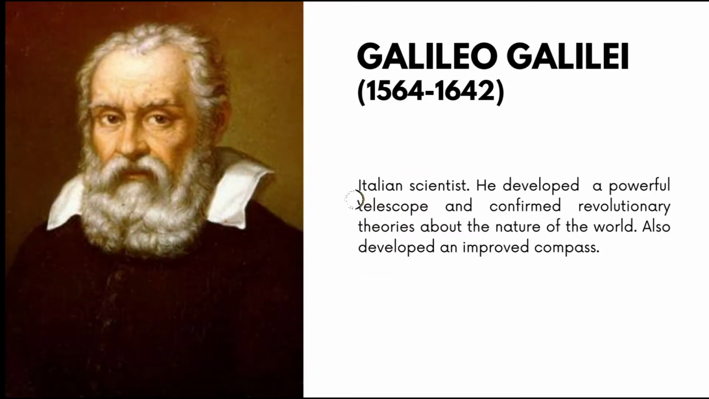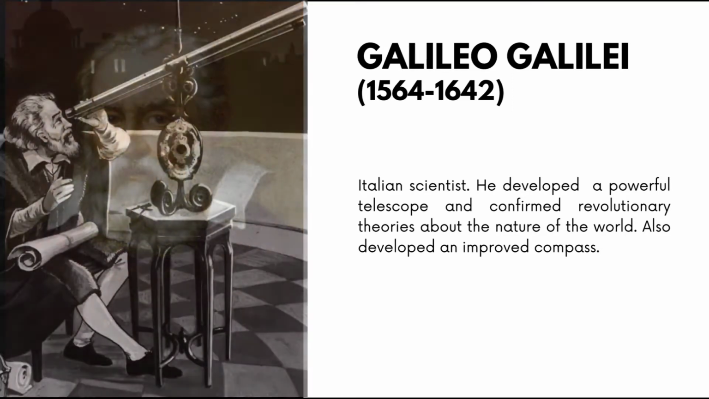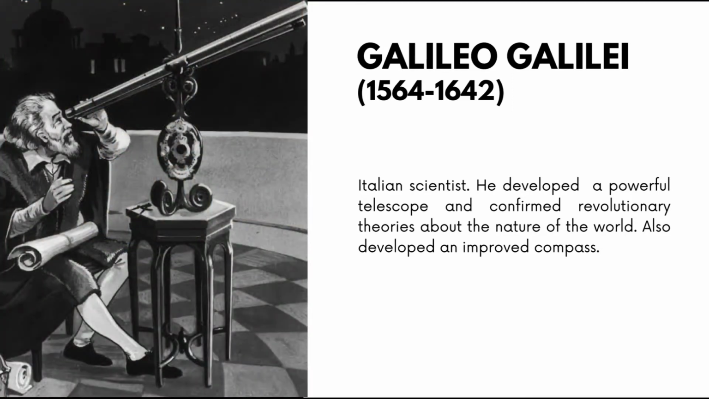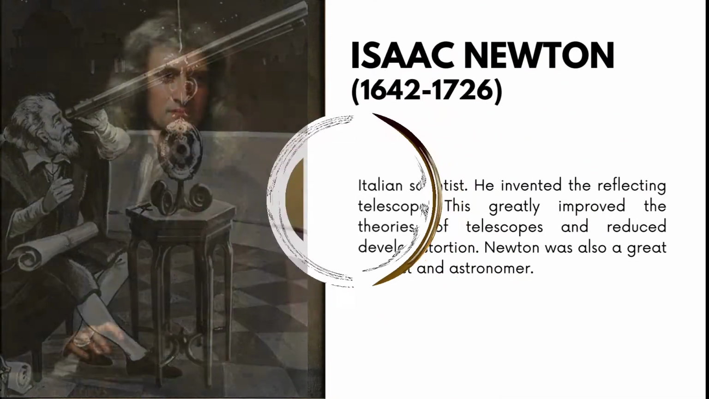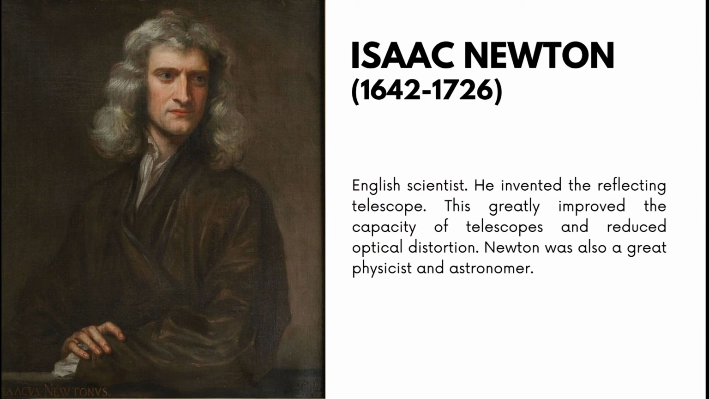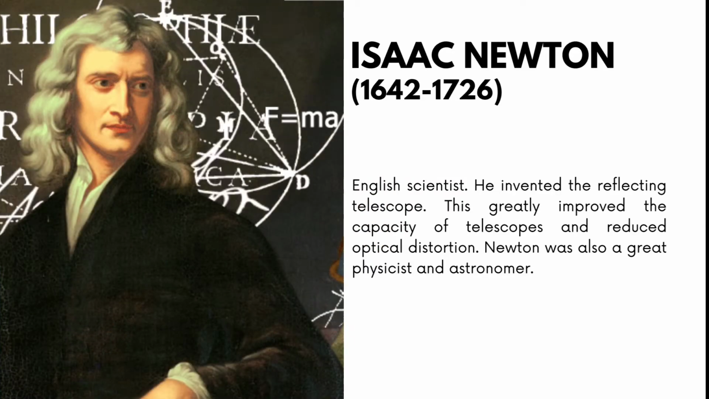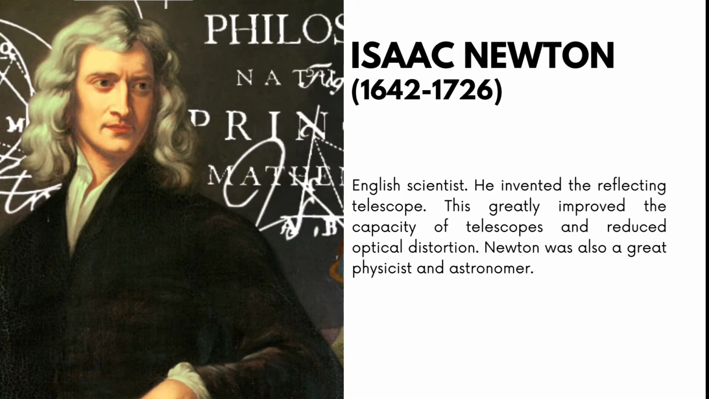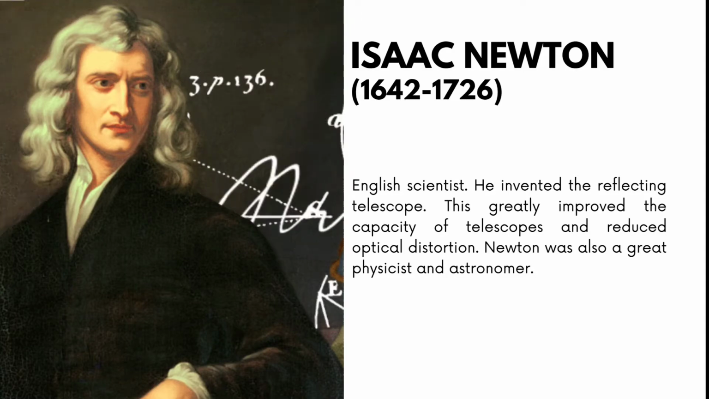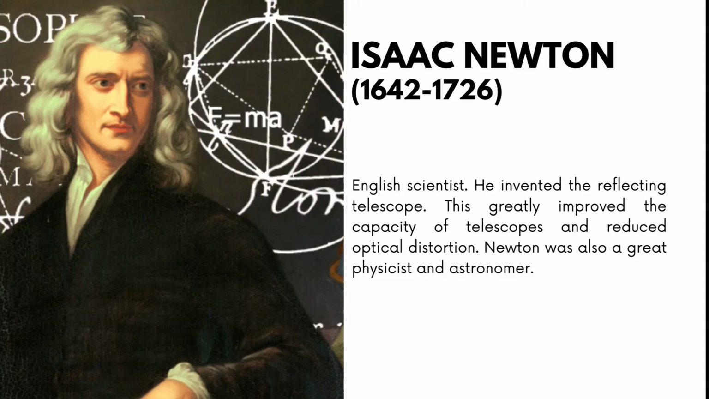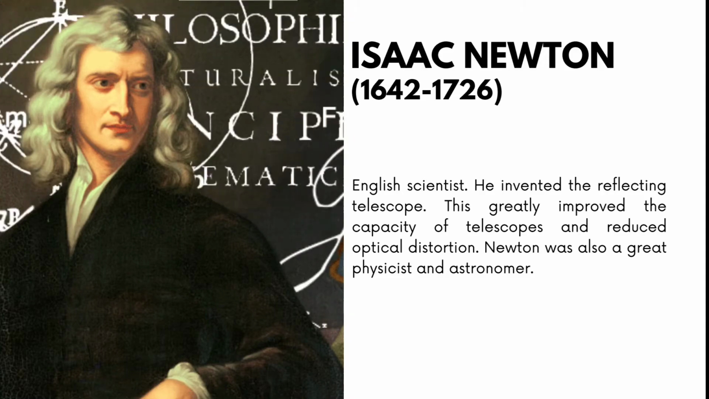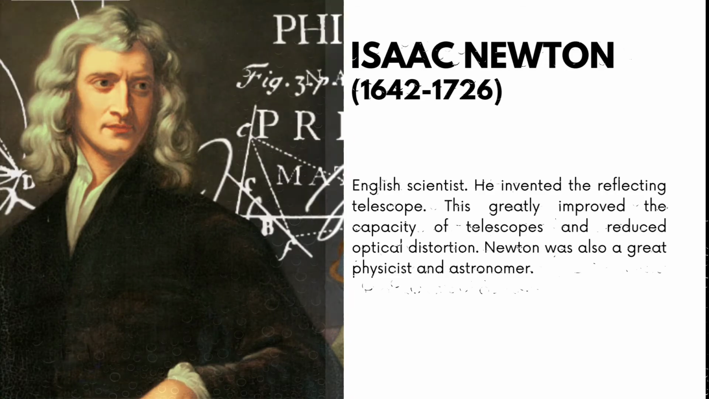Galileo Galilei, 1564 to 1642. An Italian scientist who developed a powerful telescope and confirmed revolutionary theories about the nature of the world, and also developed an improved compass. Sir Isaac Newton, 1642 to 1726. An English scientist who invented the reflecting telescope. This greatly improved the capacity of telescopes and reduced optical distortion. Newton was also a great physicist and astronomer.